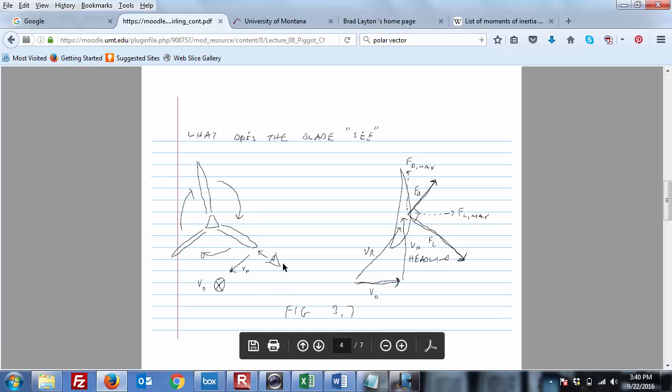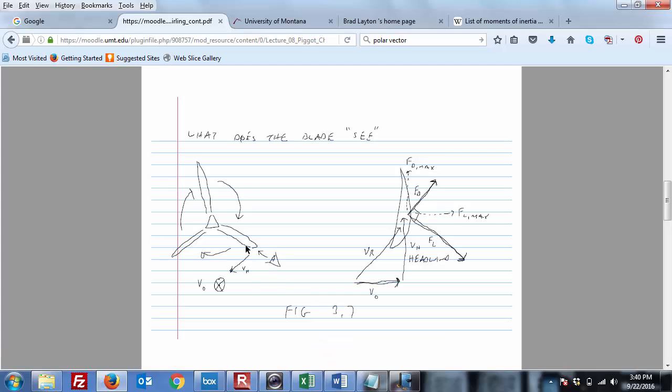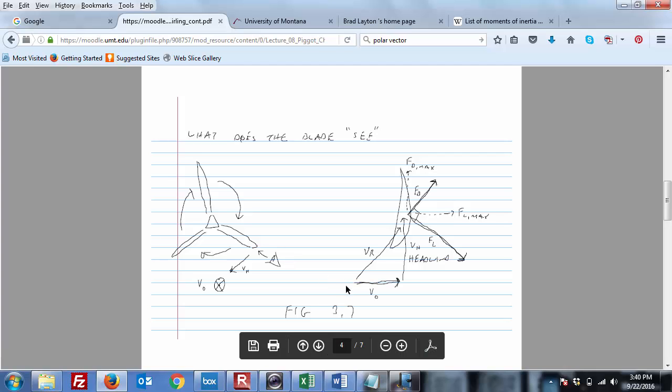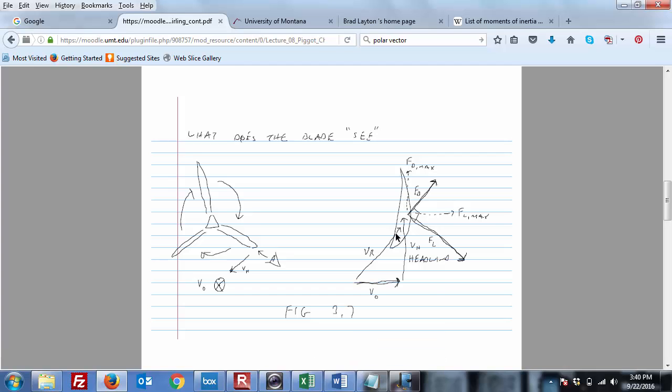So this is a little eyeball looking at the end of the blade. This is the wind coming in towards the blade. This is the velocity of rotation. So the blade is actually coming towards the wind. So this is the relative velocity of the wind.